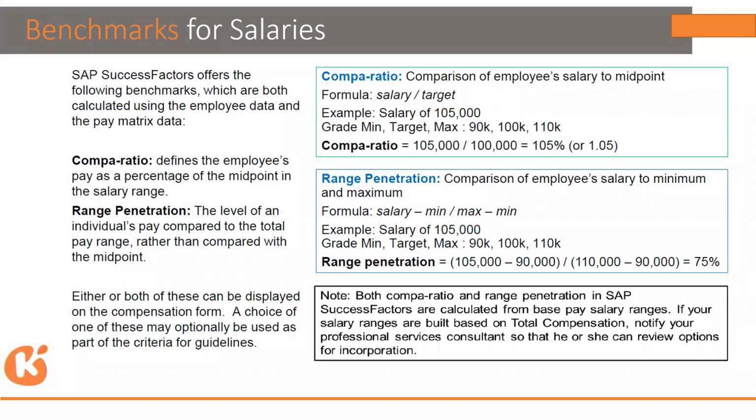Not based on the salary: the formula is salary divided by the target, and here you can see how they have taken salary divided by the target for the comp ratio. This is the same formula that we are going to use when we start doing the configuration. Here the employee is getting 105%, so he's getting 5% extra compared to the market value, right?